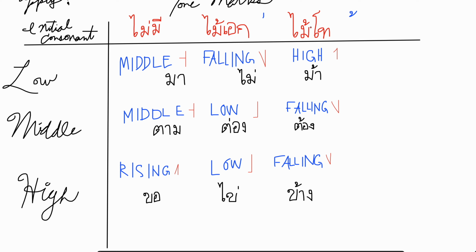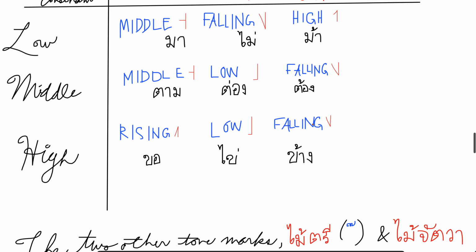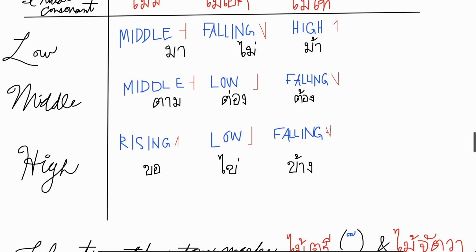And then now we have mai tho. So what is mai tho going to be? This little tone mark. If the tone mark is marked and it's a low consonant and it's high, or in the middle, it's going to be falling. So tong. And notice that these consonants are the same. However, it's these tone marks that change it. Tong. And then the high is going to be high, and mai tho is going to be falling. So kang.